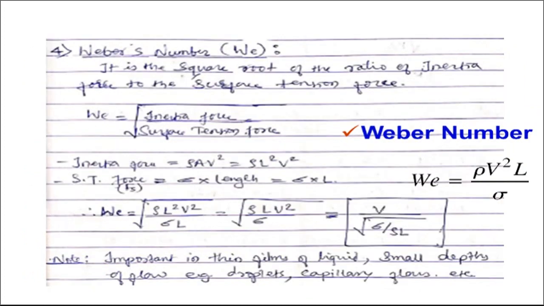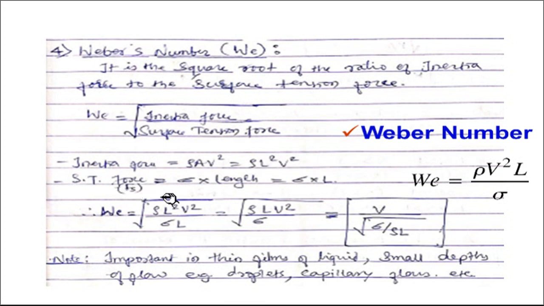The fourth dimensionless number is Weber's number, represented by We. It is again defined as the square root of the ratio of inertia force to the surface tension force present in the fluid. As usual, inertia force is rho A V squared. Let us write this area as a length squared, so length into length is area. So rho L squared V squared.